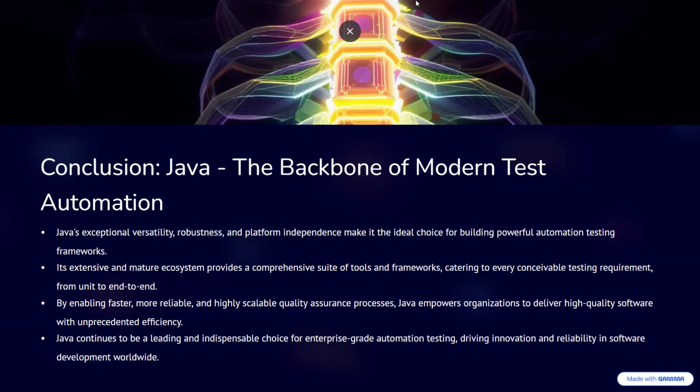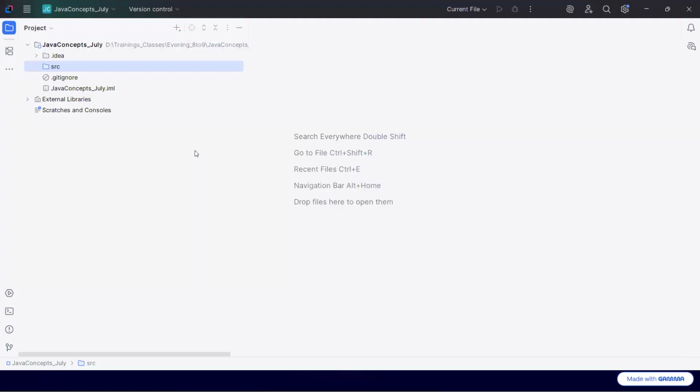I hope everyone understood now why Java is one of the backbones of automation testing. The reason behind it is its exceptional ecosystem and large community support, which can satisfy all kinds of requirements in the Java programming language, and it is well accepted at an enterprise level. Clear?